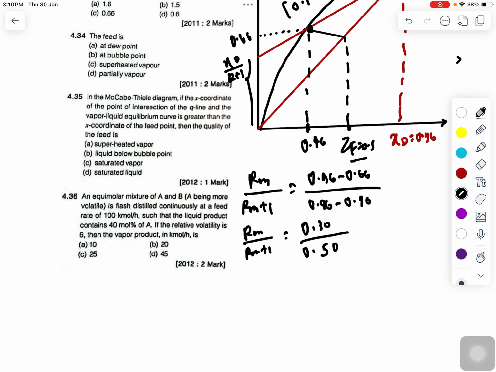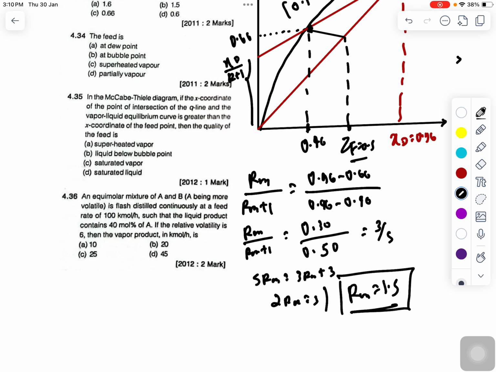Obviously 50. So that is 3 by 5. So 5 Rm equals 3 Rm plus 3, 2 Rm equals 3. So the minimum reflux ratio here you can get is 1.5. Is that clear? So this is a very simple question.